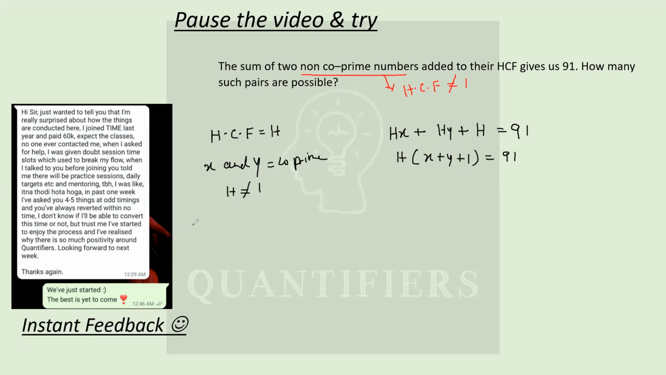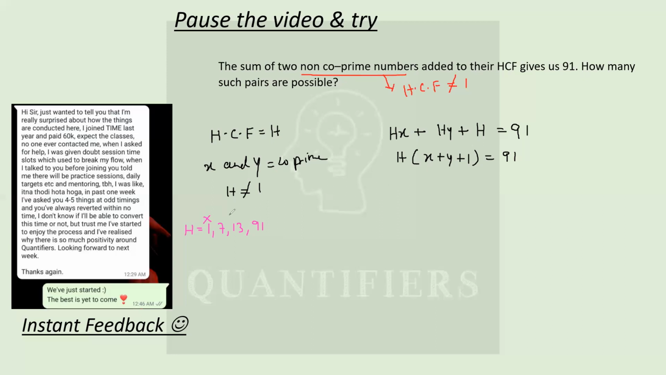Now what are the factors of 91? H की क्या क्या possible values हो सकती हैं? तो H can be either 1, H can be either 7, H can be either 13, or H can be 91. यही तो factors हैं 91 के, 1, 7, 13 and 91. Now, initially in the question only, it is mentioned that H is not equal to 1. So obviously this case is eliminated.